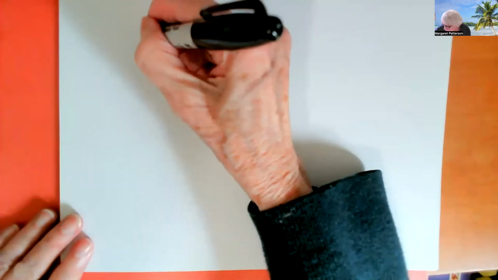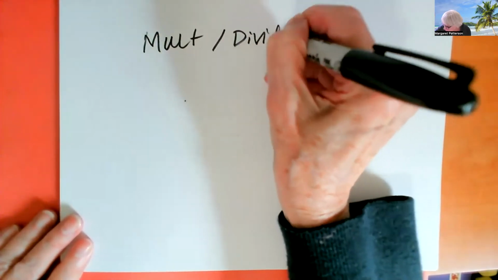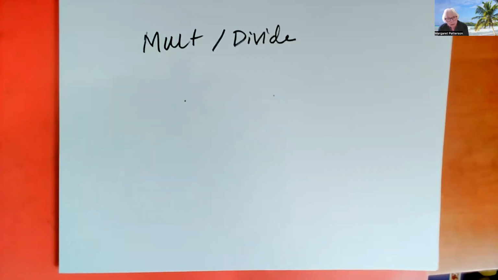Now, I'm going to continue with the last two topics. And the last two topics involve multiply and divide. The good news is it's easier than adding and subtracting, and that's the truth. The second thing that's so good is the rules are identical for multiply and divide.